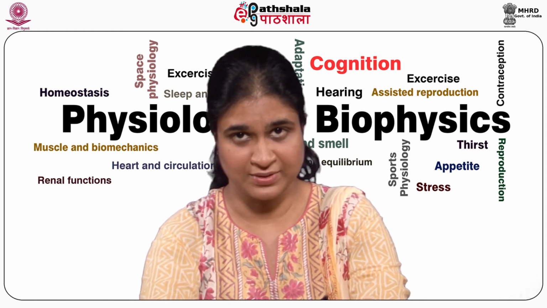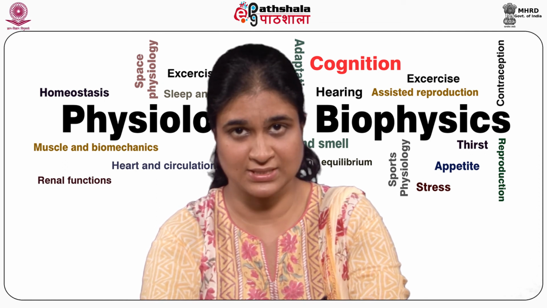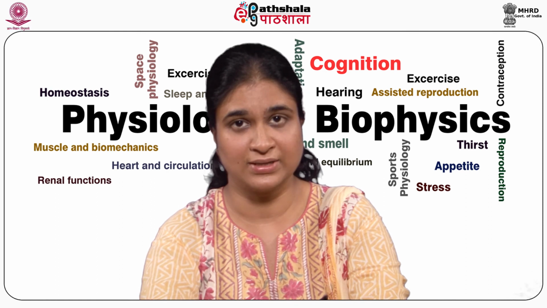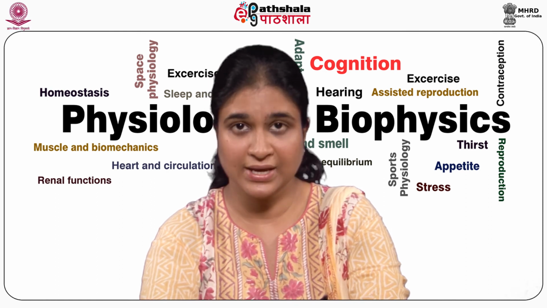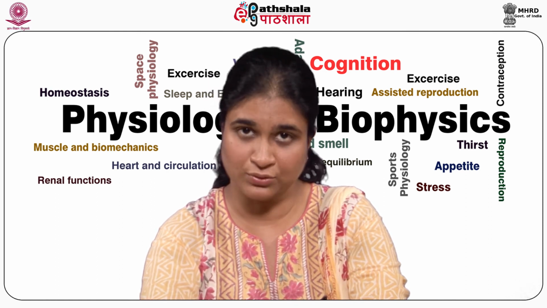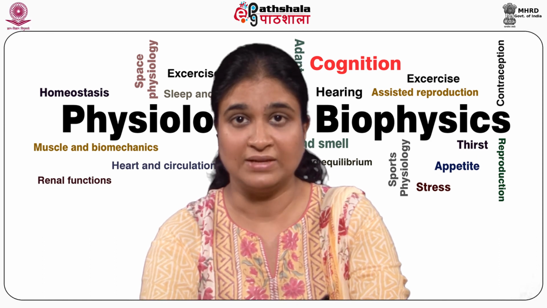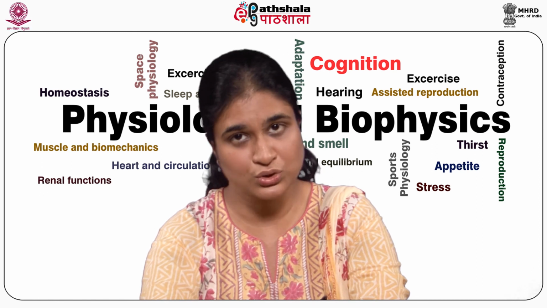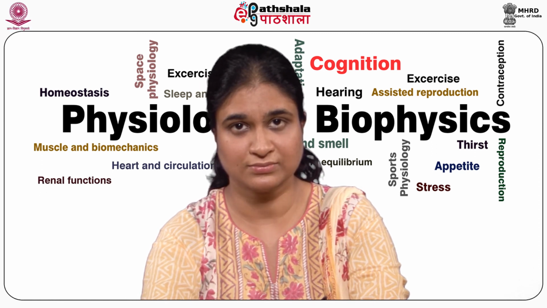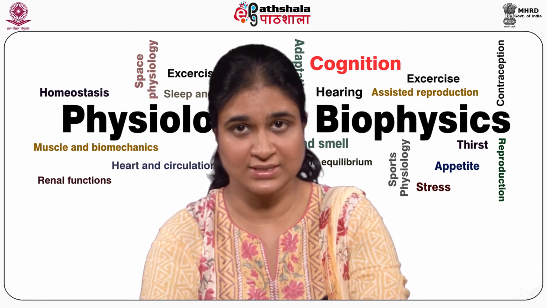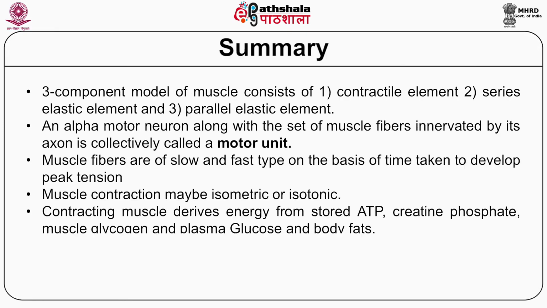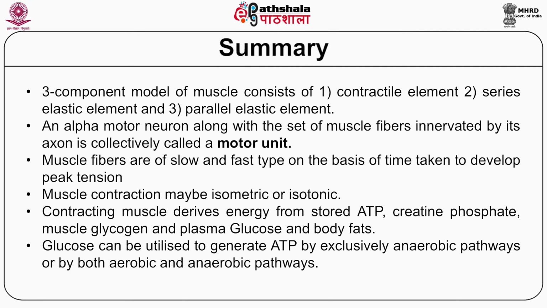Slow twitch fibers have greater aerobic capacity than fast twitch fibers because of greater abundance of mitochondria, higher capillary density and myoglobin levels, while fast twitch fibers have higher glycolytic capacity than slow twitch fibers. Finally, to summarize, the three-component model of muscle consists of contractile elements, series elastic elements and parallel elastic elements.